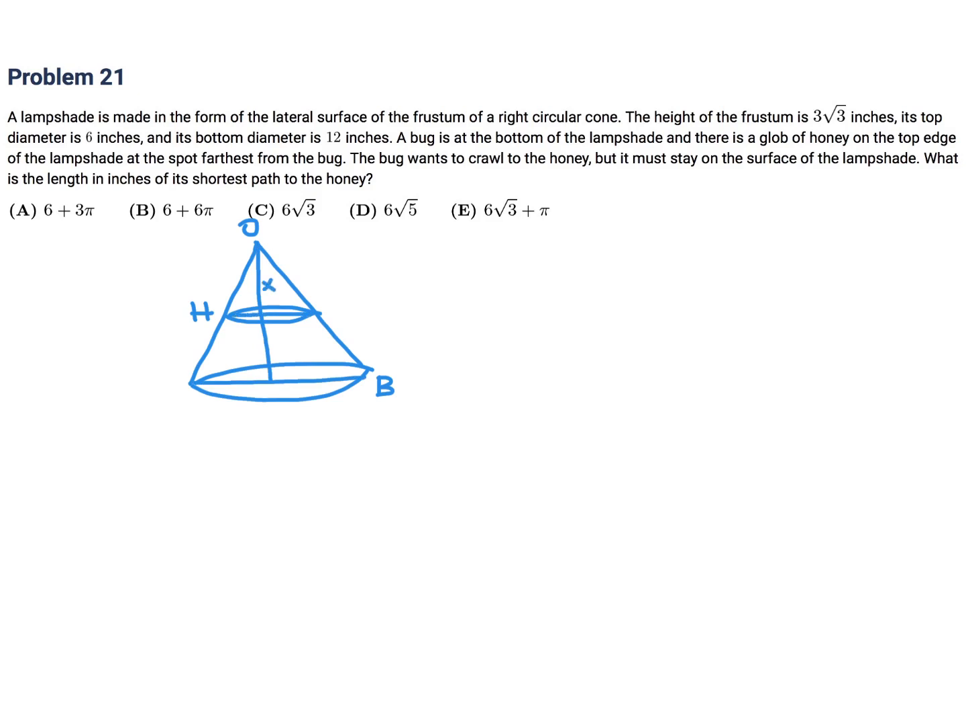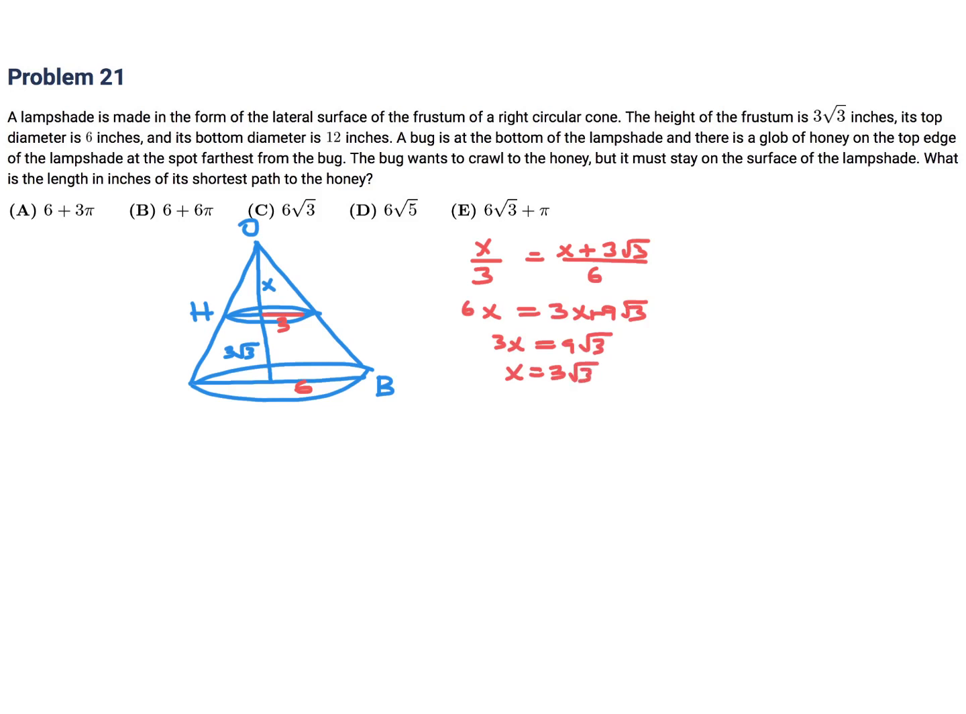This distance we don't know. This distance we do know is 3√3. That distance, the diameter is 6, so that means that radius would be 3. And that diameter is 12, so that radius would be 6. So using similar triangles, x over 3 is the same as x plus 3√3 over 6. Correct? So 6x would be 3x plus 9√3, and therefore 3x would be 9√3, and therefore x is 3√3.